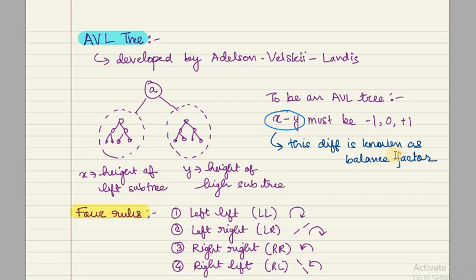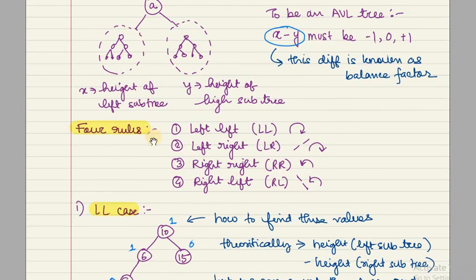Okay, so let us try to understand how to obtain these balance vectors and how to modify a particular existing binary search tree into an AVL tree, if the balance vector is not acceptable. So there are 4 rules that we have. Number 1 is left left, then we have left right, then we have right right, and then we have right left. Now we have to understand each of them, and this is what is going to be taught in the coming slides.